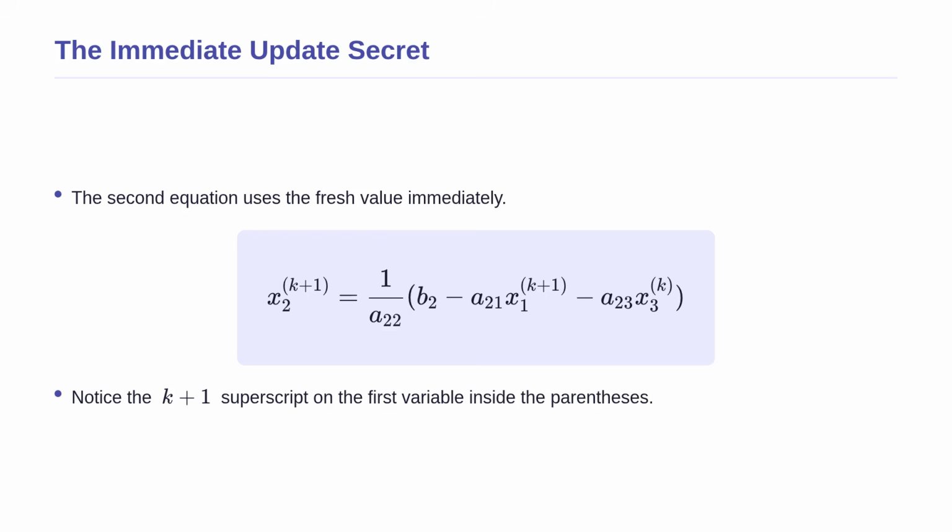This brings us to the most important formula in the entire method, the second equation. Look very closely at the term for the first variable here. It has the new k plus 1 superscript attached to it. This is the absolute core secret of the Gauss-Seidel method. We use the brand new value we just calculated a fraction of a second ago, rather than the old guess. However, notice that we still have to use the old guess for the third variable, because we have not reached its equation yet. This immediate updating is what makes the method so incredibly fast.